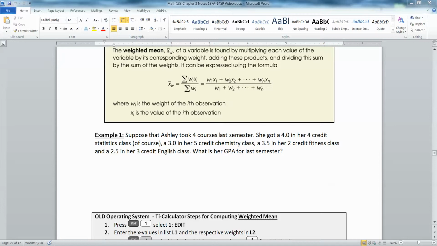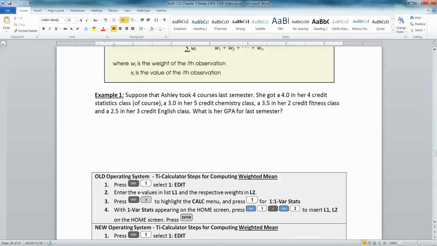I'm back to help you learn how to do a weighted mean, or a mean of grouped data, with your calculator, with your TI-84 to be specific. Here I have an example where a student, Ashley, took 4 classes in the semester. She got a 4.0 in her 4-credit statistics class, of course, a 3.0 in her 5-credit chemistry class, a 3.5 in her 2-credit fitness class, and a 2.5 in her 3-credit English class. What is her GPA for that semester?